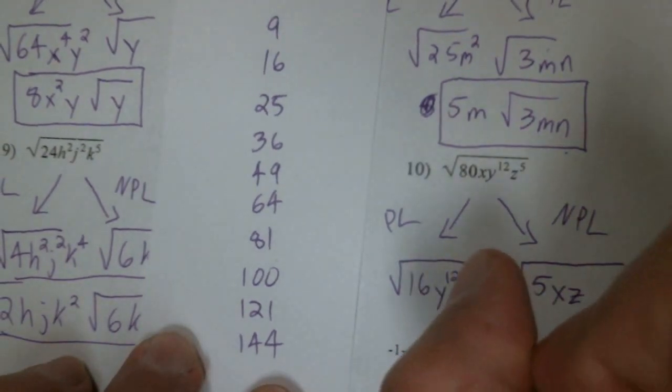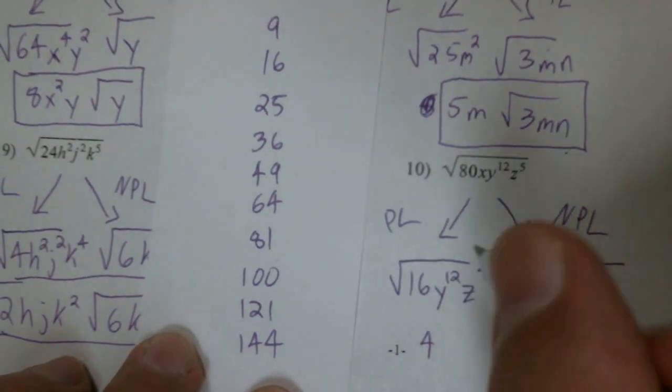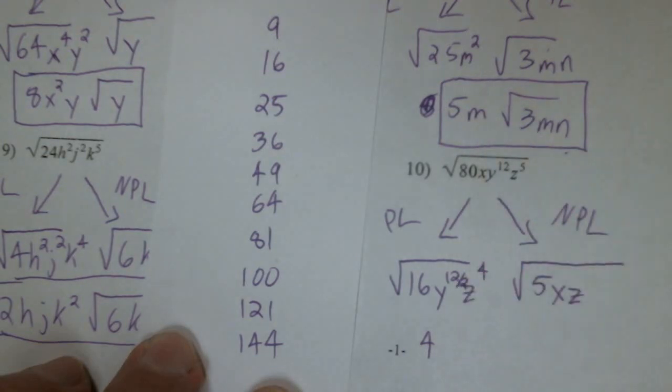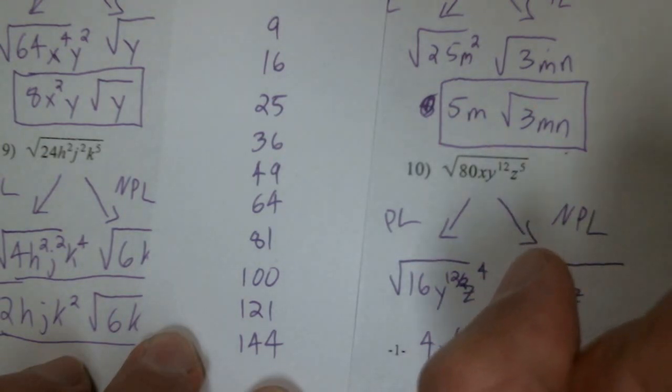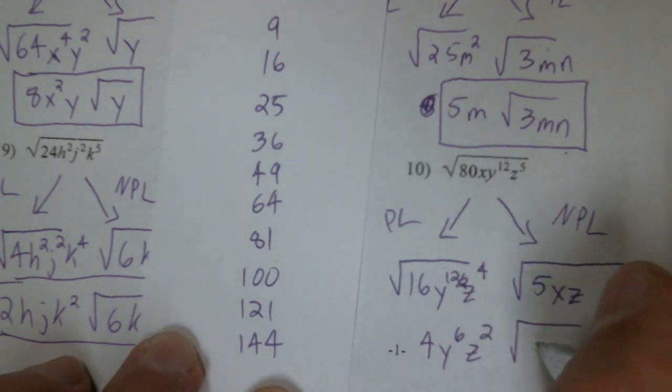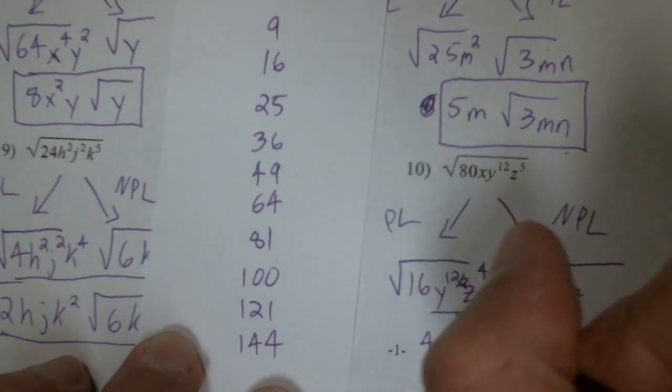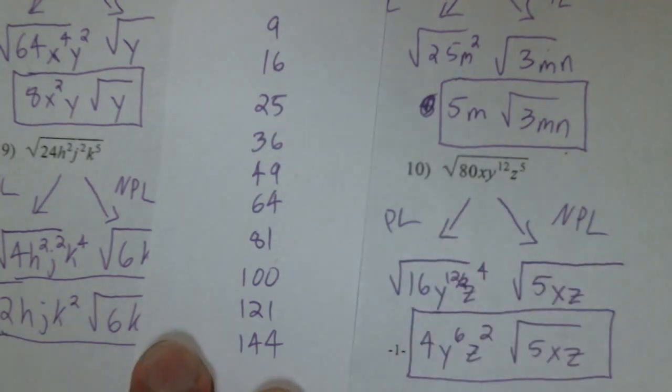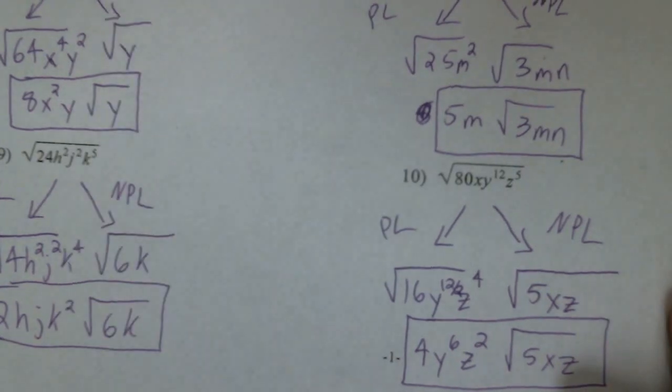Square root of 16 is 4. Square root of y to the 12th, remember we're dividing this by 2. 12 divided by 2 gives me y to the 6th. Divide the 4 by 2, that gives me z squared. And then I have the garbage. 4 y to the 6th z squared times the square root of 5xz. Okay, let's flip on over to the back.